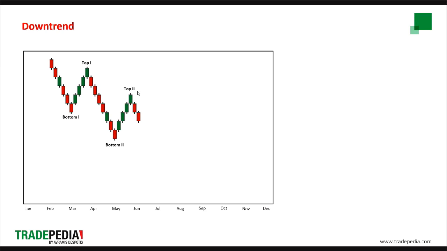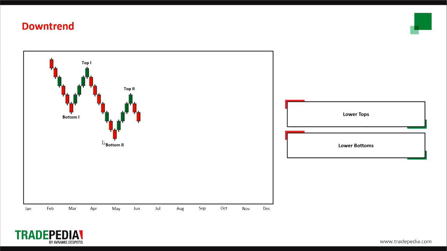previous bottom, a top lower than the previous top, and only after prices break below the second bottom is a confirmed downtrend created. So I must have a top lower than the previous top, a bottom lower than the previous bottom, and only after prices break below the second bottom, the confirmed downtrend is created.